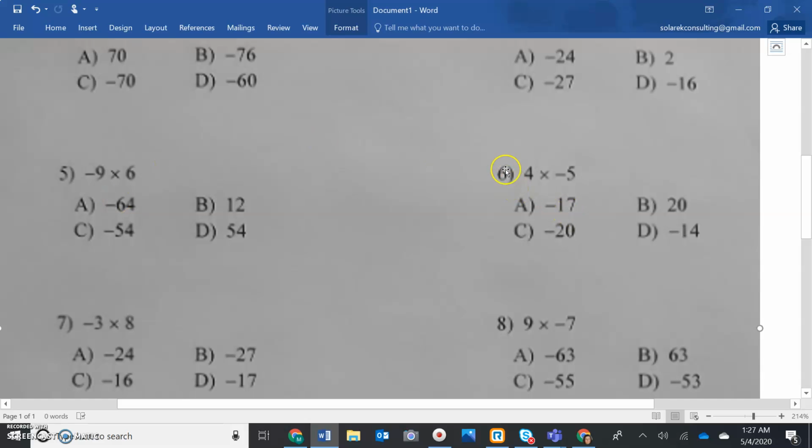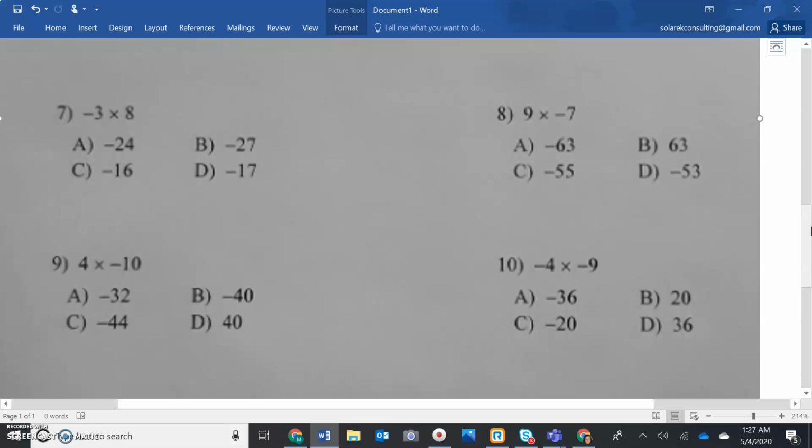Okay, let's go to number 6. Positive times a negative is a negative, so it's either one of these or it's this. What is 4 times 5? One of these or this? Because it has to have the negative. So that's number 5. Put it next to number 5. 6. Put number 6.